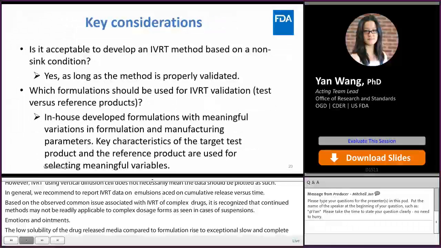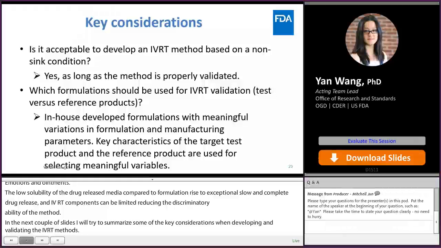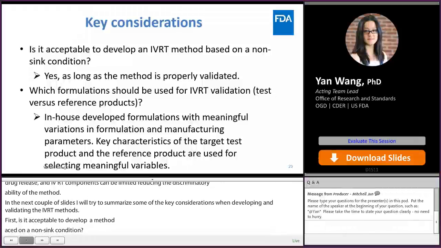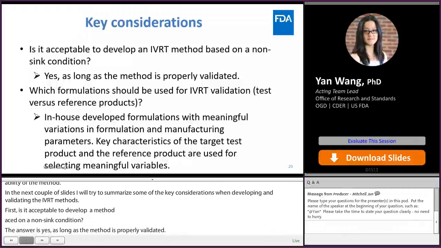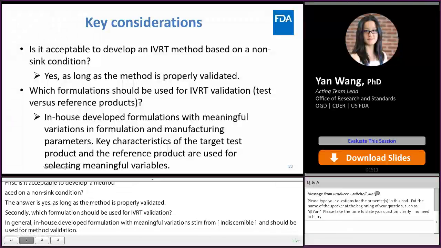In the next couple of slides, I will try to summarize some of the key considerations when developing and validating IVRT methods. First, is it acceptable to develop an IVRT method based on a non-sink condition? The answer is yes, as long as the method is properly validated. Second, which formulation should be used for IVRT validation? In general, in-house developed formulations with meaningful variations in formulation and manufacturing parameters should be used for method validation. Key characteristics of the target test product and the reference product are used for selecting meaningful variables.